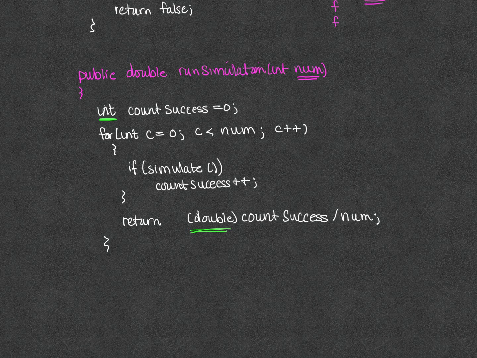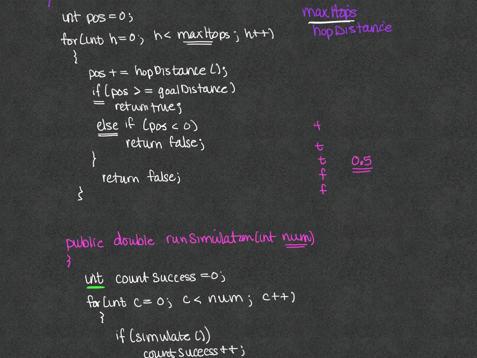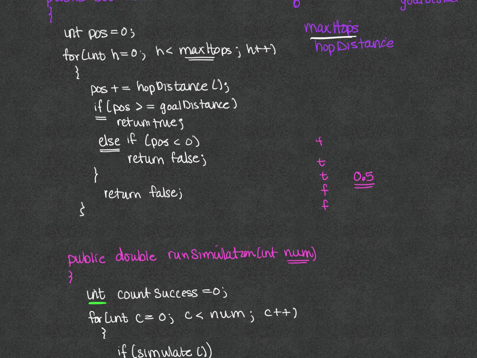So how were the points done on this test? There were 5 points in part A. First thing, did you use hop distance? If you used hop distance anywhere in your program, you get a point. The next point comes from, did you do something to accumulate for max hops? Or did you check against goal distance? Did you return true or false for the position being less than 0? And is this a loop with no error bounds?